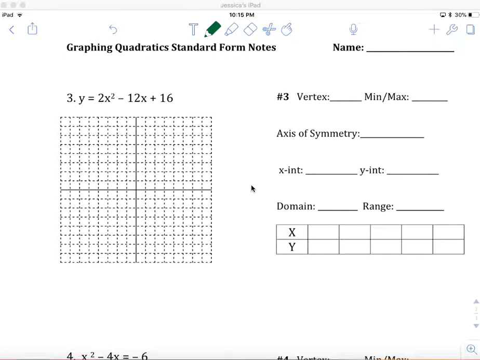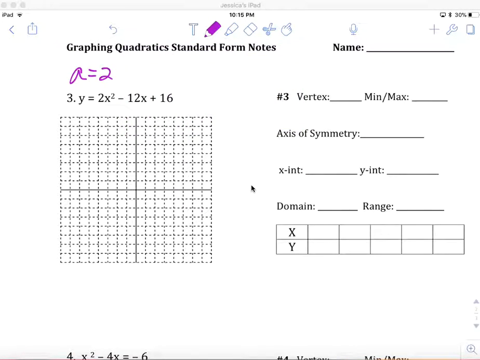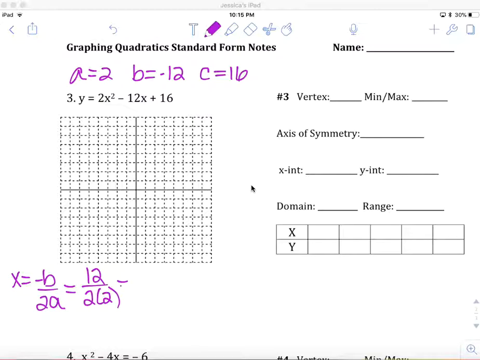Moving on to number 4. On number 4, my a value is 2, my b value is -12, and my c value is 16. Plugging this into my axis of symmetry formula, I get 12 over 2 times 2. This simplifies to 12 over 4, which is 3.